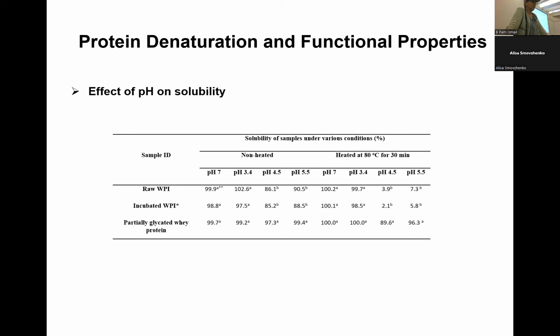We have everybody. Okay, we have everybody back. Let's continue our exciting discussion on solubility.